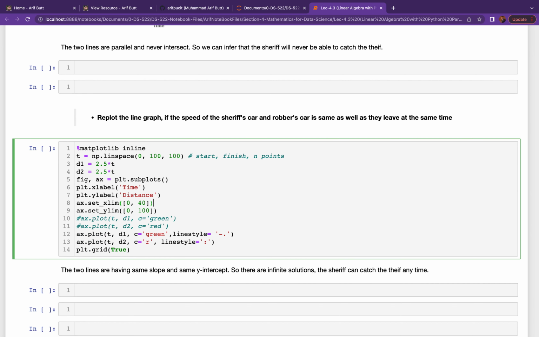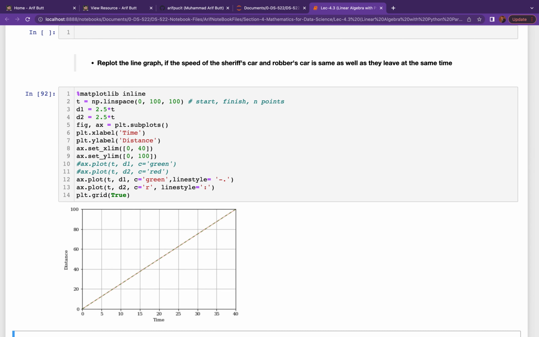And let me do it something like this. If the speed of the sheriff's car and the robber's car is the same and they leave at the same time, then we have infinitely many solutions. The sheriff can catch the robber anytime, over here, over here, over here, and so on.